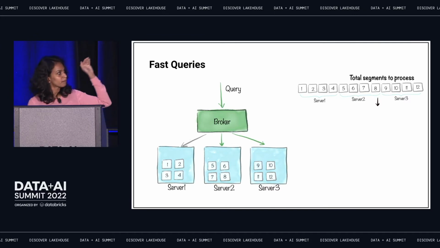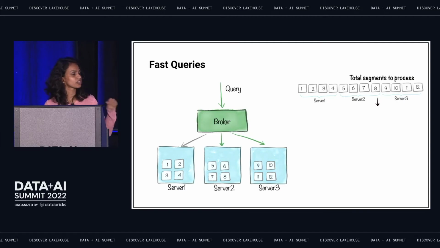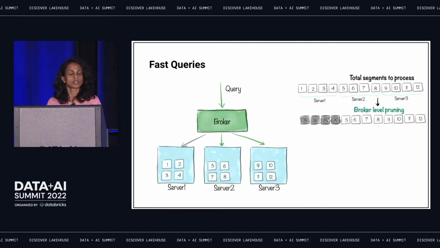So at every point of this journey of the query, there are optimizations that we can apply to just reduce the amount of work done and make the query faster. Starting with the broker. So there are pruning strategies that we can apply to reduce the number of servers that the broker needs to fan out to. For example, we have some smart segment assignment strategies or some partitioning strategies.